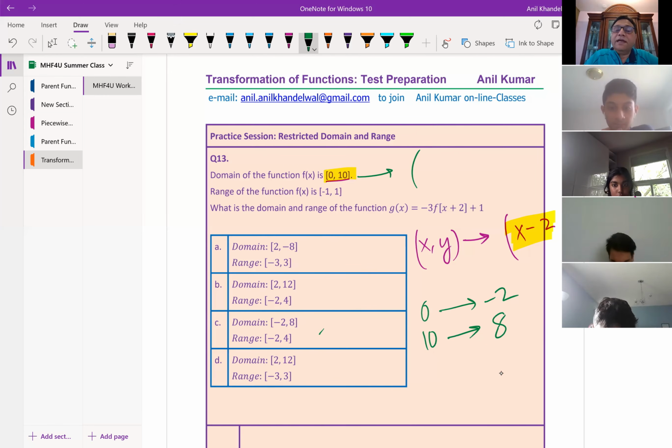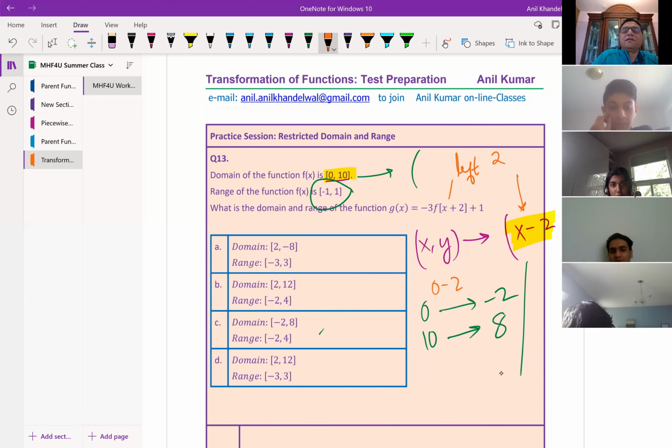Now tell me what happens to the range. 1 and -1. What happens to the range? Calculate. Why did 0 turn to -2 and 10 turn to 8? Is it because it's x plus 2? Yes, that is the transformation. X plus 2 means move left 2 units, correct? So the range is going to be 0 and 2?